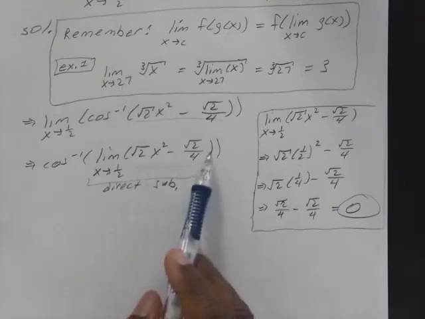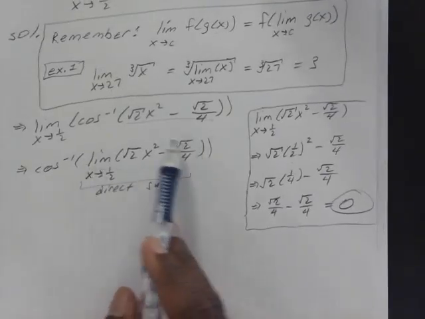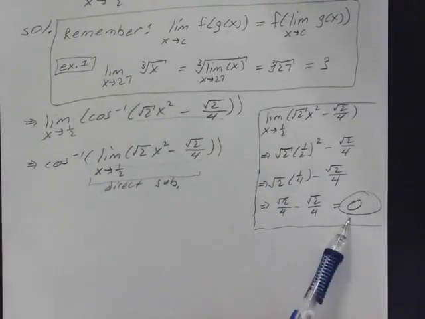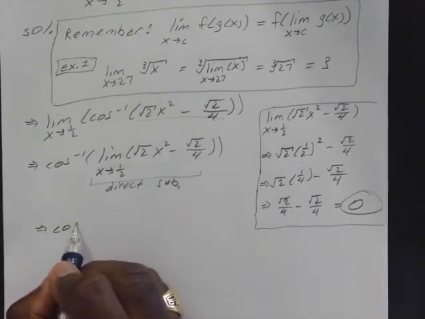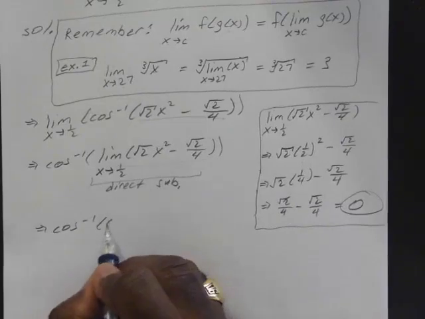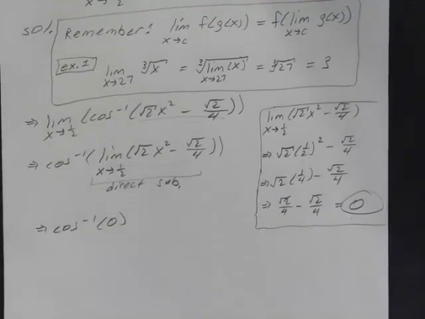So everything in here, we can just replace it with 0. That's all it ends up equaling. So that gives us cosine inverse of 0. Okay, so now we have to solve for cosine inverse of 0.